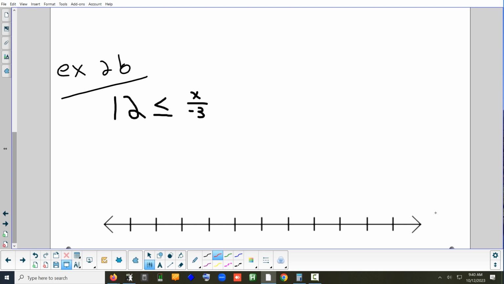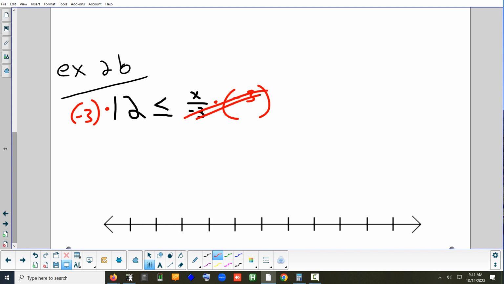Okay, so 12 is less than or equal to x divided by negative 3. Is the x by itself? No. What do we have to get rid of to make it by itself? The negative 3. What operation do you use on both sides? Multiplication. We multiply each side by negative 3. What happens when you have divided by negative 3 times negative 3? They cancel out.